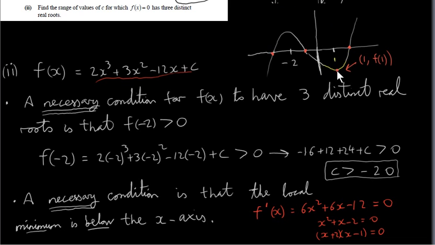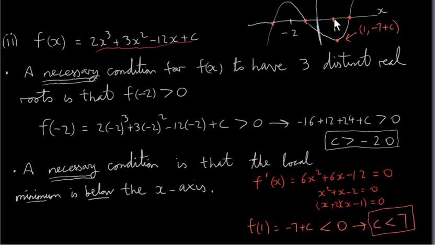Now, let's look at the coordinates of this local min. We want this local min to be below the x-axis. To get the coordinates of the local min, we have to find f of 1. The x value is 1. To get the y value, we get the value of the function at 1. So here's our function. We need to plug 1 into this function here, and that gives us f of 1. We can do that mentally. If we plug 1 into this, what do we get? We get 2 plus 3 minus 12 plus c. That's 5 minus 12, which is minus 7. We get minus 7 plus c.